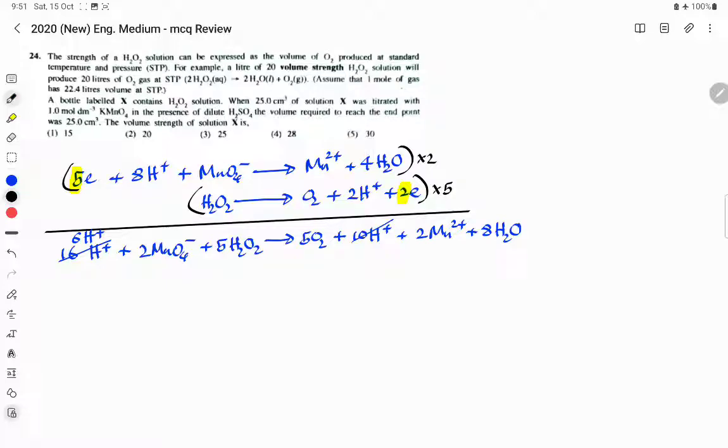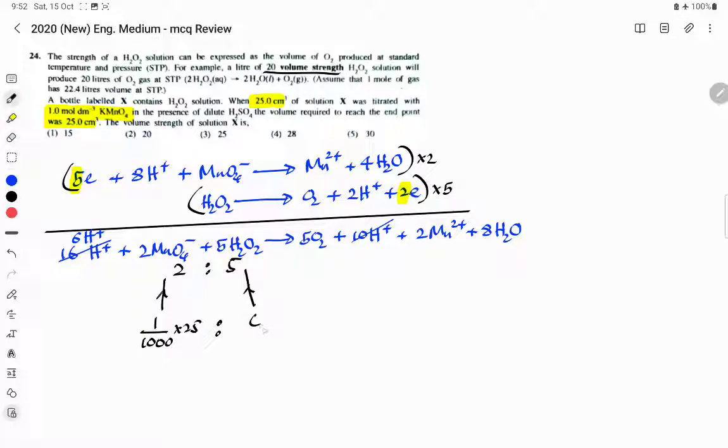Now the stoichiometry between permanganate ion and H2O2 is 2:5. So let's calculate the MnO4 minus amount. They have said here 1 M KMnO4, volume was 25. So the number of moles of KMnO4 will be 1/1000 into 25. This is the amount of moles of KMnO4. And H2O2 moles will be: its concentration is X and its volume is 25. That X is from the 20 volume strength, so we cannot take X as the molar concentration.